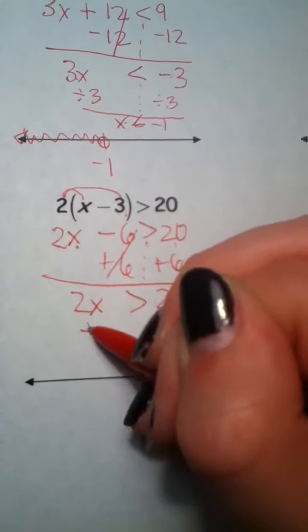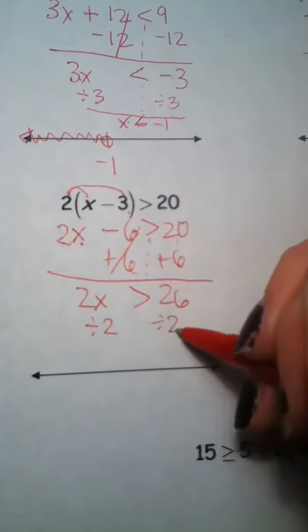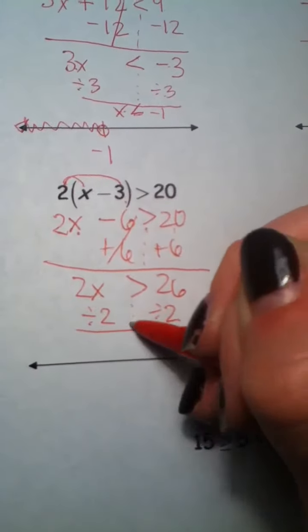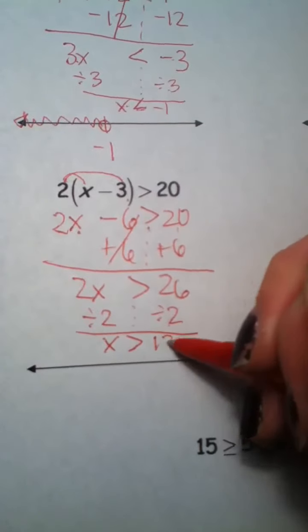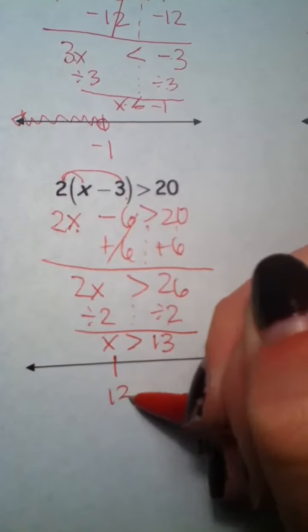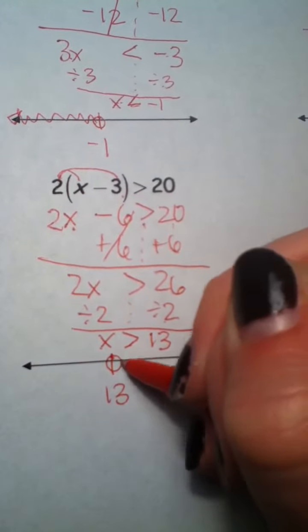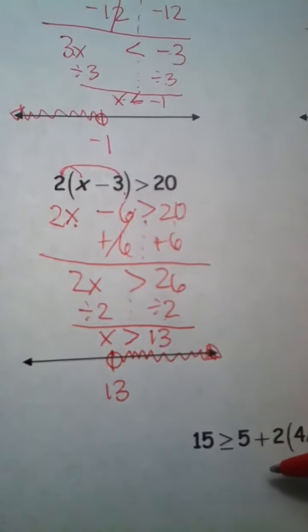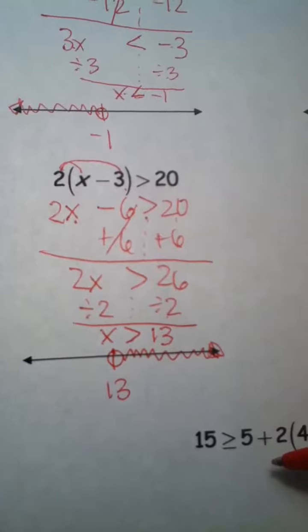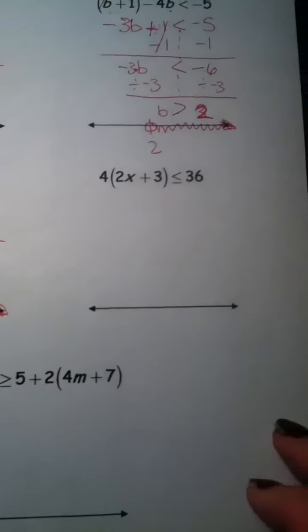2 times x. Cut it in half. Divide by 2. Carry down your sign. We're left with x is greater than 26 cut in half is 13. So x needs to be greater than 13, needs to be bigger than 13. Okay. Alright. Next.